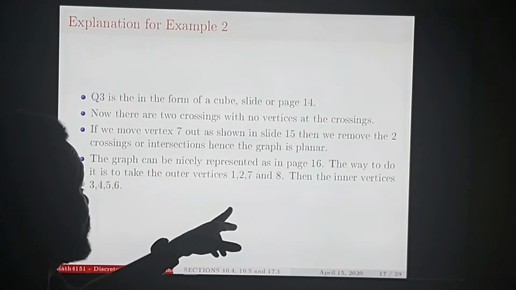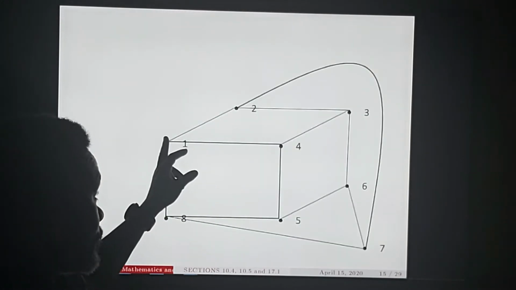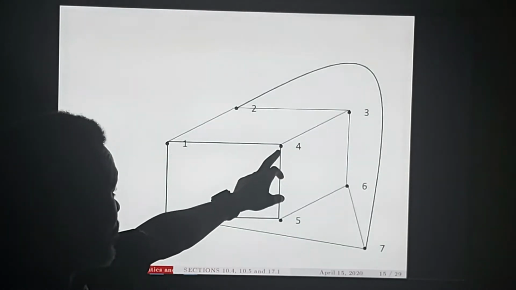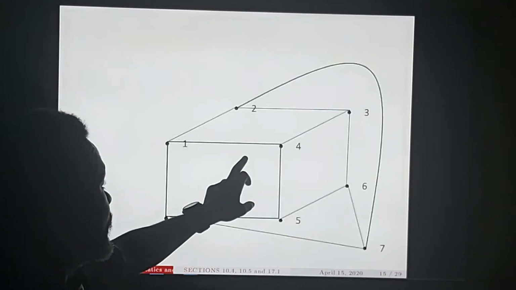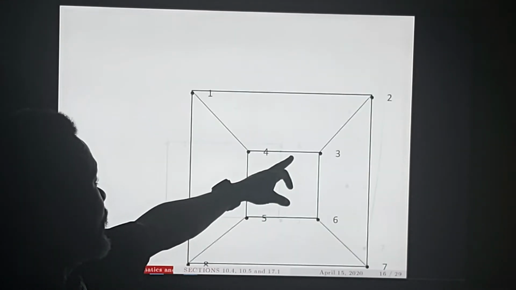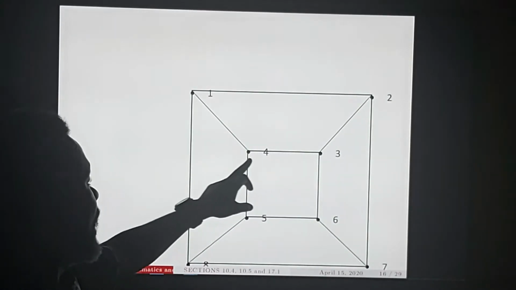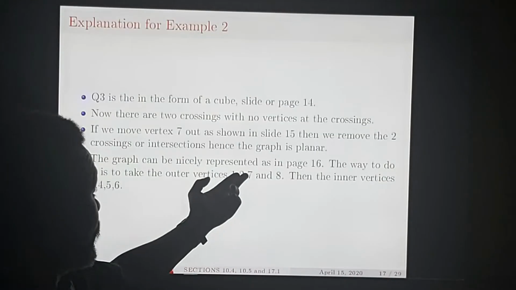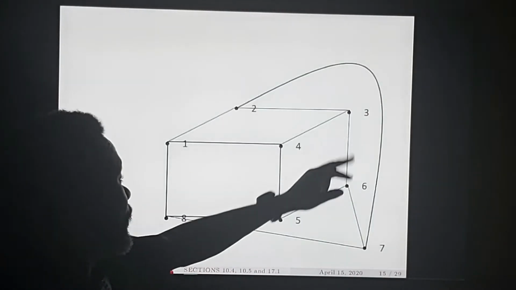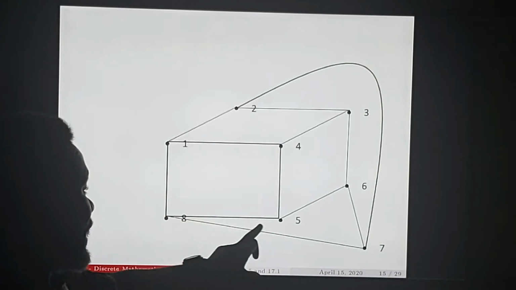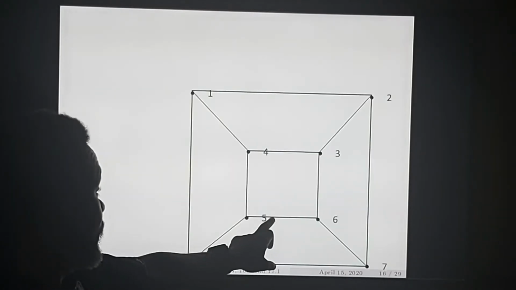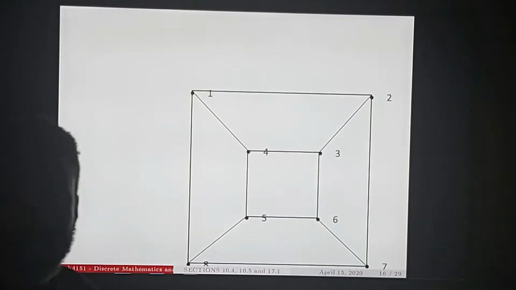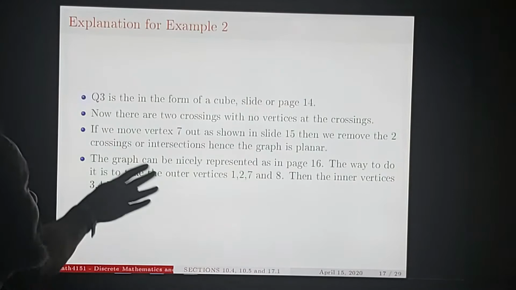So what happens? You would have 1 going to 4. Then you would have 2 going to 3. And then you would have obviously 3 going to 4. And then you would have this. 5 would just be there. And then 6, and then you connect. So very nice, very elegant, very beautiful, guys. Very nice, right? Okay, so this is the explanation.